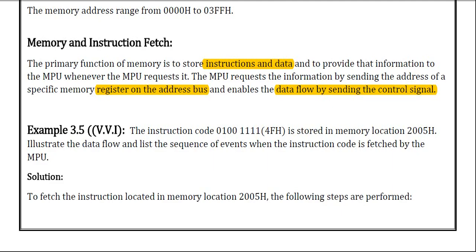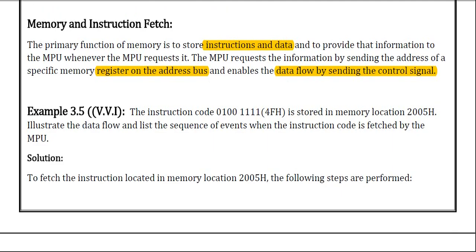Now we are in the memory interfacing fetch section. By this fetching section we have an example where the instruction code 01001111, which is 4FH, is stored in the memory location 2005, and we follow the data flow sequence when the instruction code is fetched by the MPU.